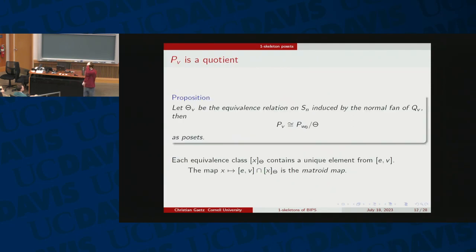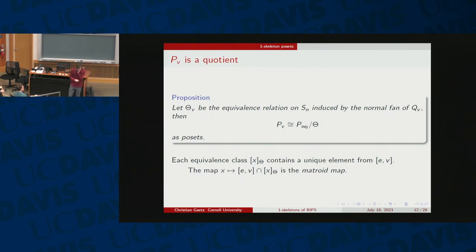All right, so first, in order to have some tools to think about this poset that we've just defined, we have this proposition. So remember that the poset for W0, that's just weak order. And we had this equivalence relation theta coming from the normal fan. So this is some equivalence relation on permutations. This proposition says that this poset is the quotient of weak order by this equivalence relation.